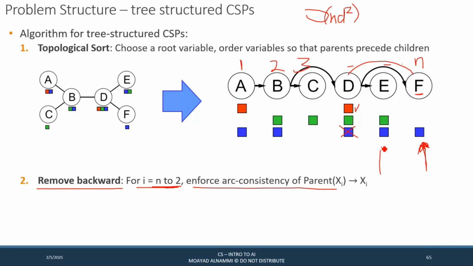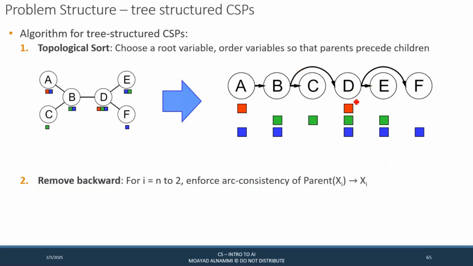Then move your pointer, it says from i equals n to 2. So now check for n minus 1. Check E with the pointer from the parent of E, which is D, to E, right? Remember, blue was removed from the domain of D. Now we check this arc. If we assign D red, E can be assigned green. If we assign D green, then E can be assigned blue. So no reductions need to happen. Now check the arc between B and D. My pointer now is here in my loop. If we assign green, this can be assigned red. If we assign blue, this can be assigned red. So no issues. Now my pointer is here.